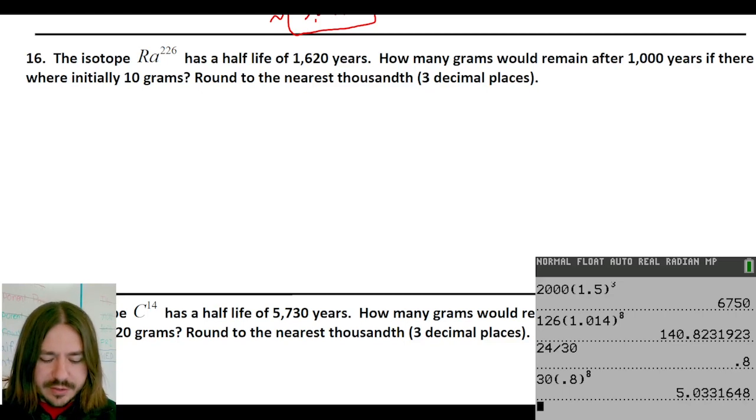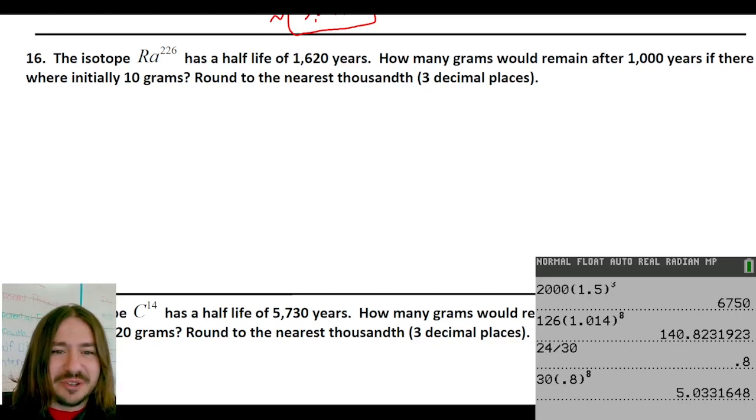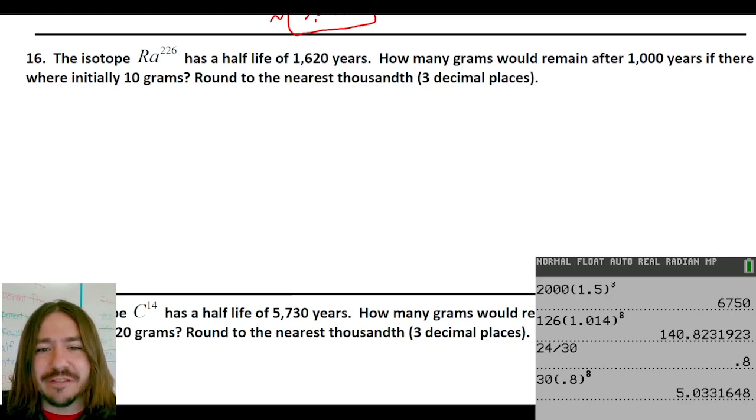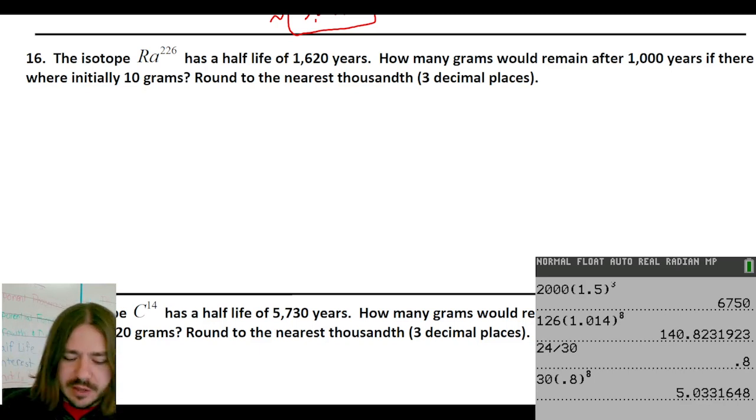Number 16 says the isotope Ra, radium maybe? I'm not really sure. 226 has a half-life of 1,620 years. How many grams would remain after 1,000 years if there were initially 10 grams, round to the nearest thousandth? So the thing about these half-life problems is to know how to set up the equation up front.